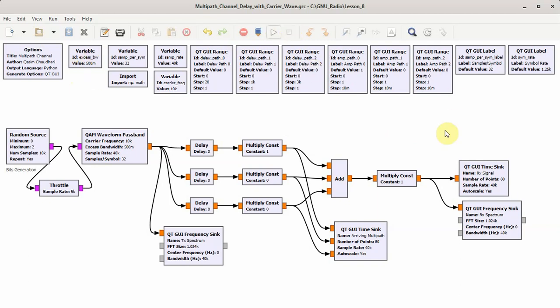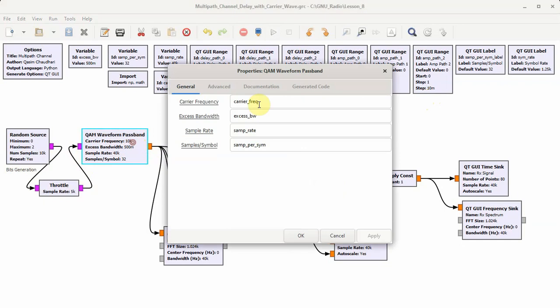Most of the settings in this flow graph are the same as the previous one, where the excess bandwidth is 0.5, there are 32 samples per symbol. The sample rate has changed to 40,000 and the carrier frequency is 10,000. Other than that, there are three paths, a direct path and two multipaths with their delays, and these are their amplitudes, which can be controlled through sliders. One major difference you see here is that after the bits generation, we do not have a PAM waveform block. Instead, we have a QAM waveform in passband, where these values are taken from the variables defined here.